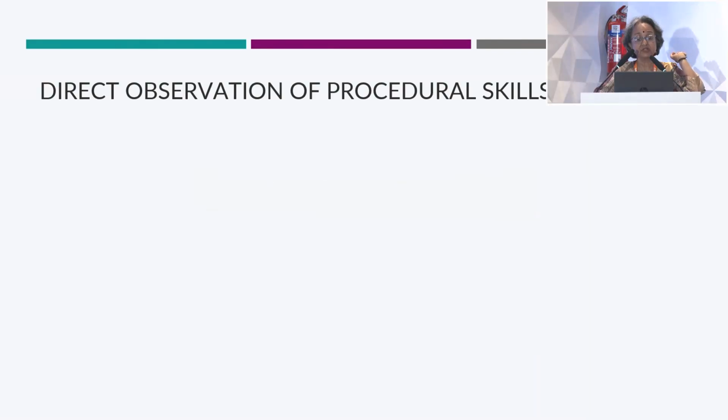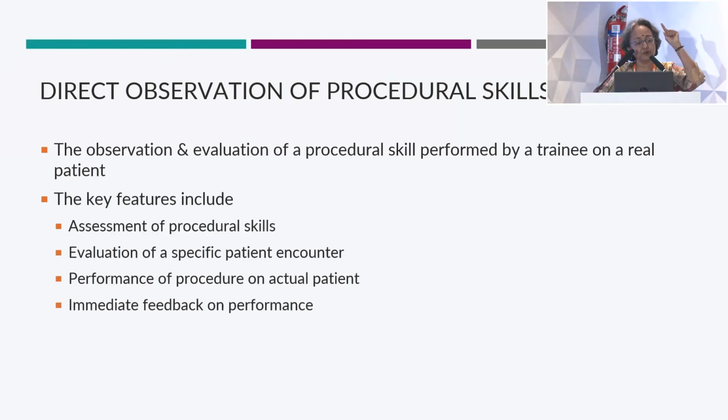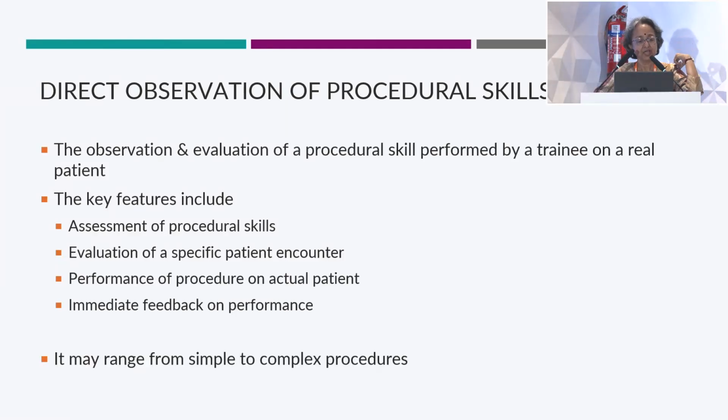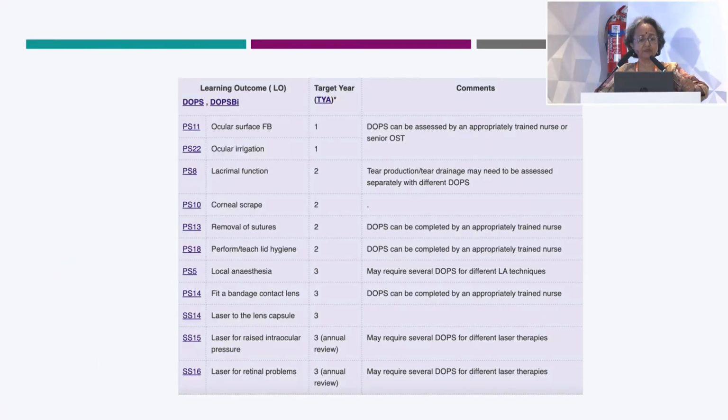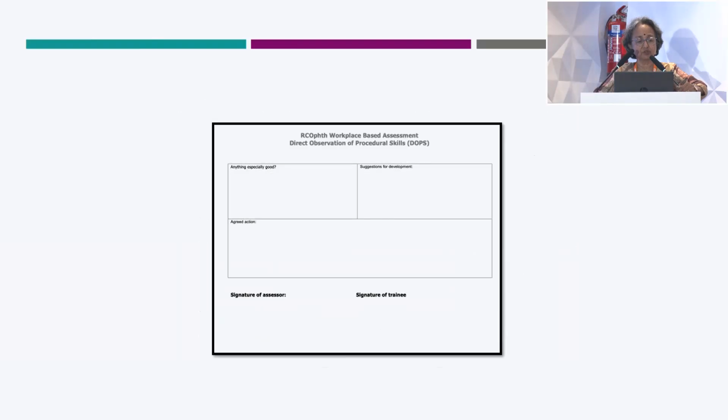Okay. There is something called DOPS, which is also part of workplace-based assessment. This is observation and evaluation of a procedural skill by a trainee on a real patient. Again, you do the evaluation of a specific patient encounter. Did they do informed consent? Did they explain to the patient what they were going to do, et cetera. And then you give them feedback. That is key. This is an example of DOPS, I think adopted from the Royal College.